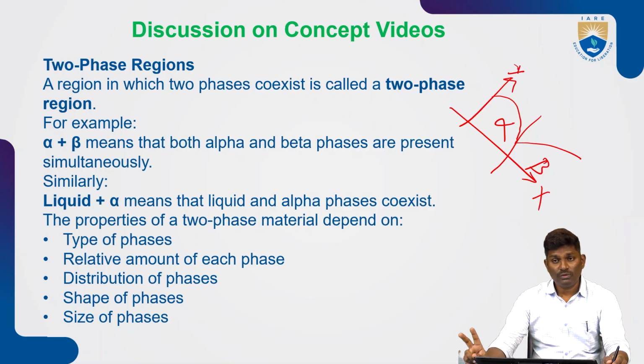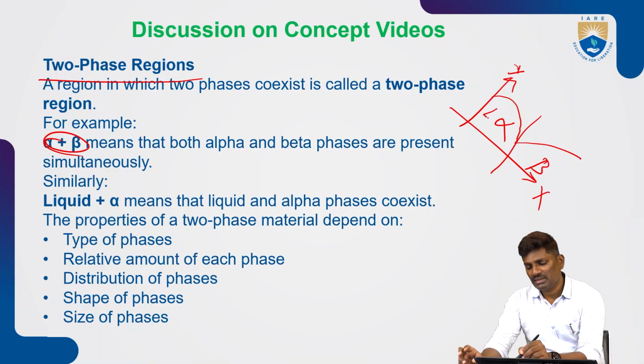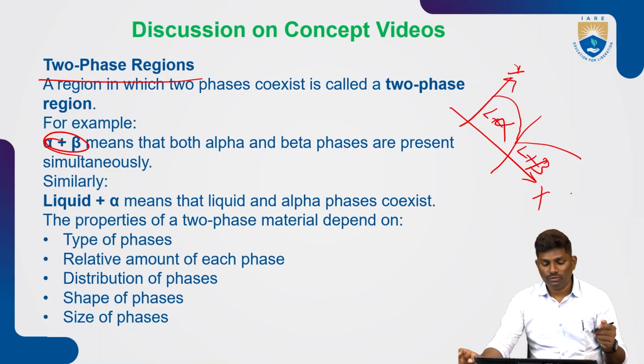Okay, so here you have two phases. That's why it's called alpha plus beta. That means it's a two phase region. So liquid plus alpha, like that. It can be L plus anything. So two phases.